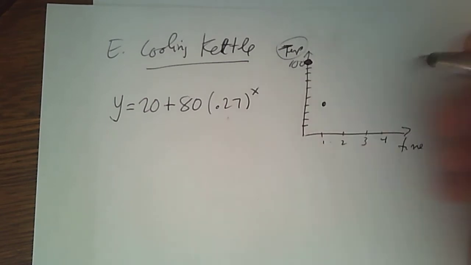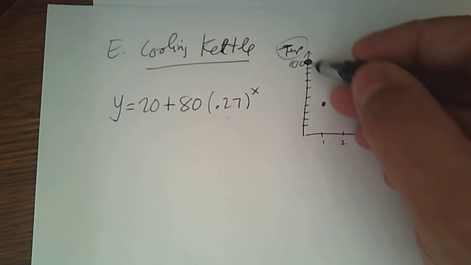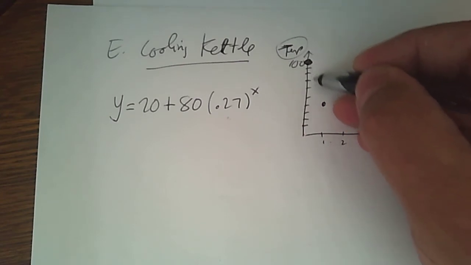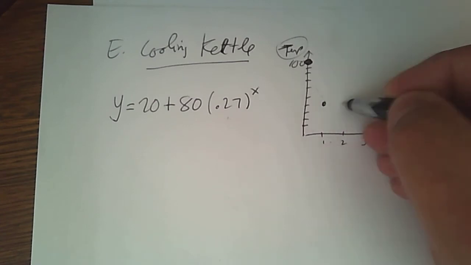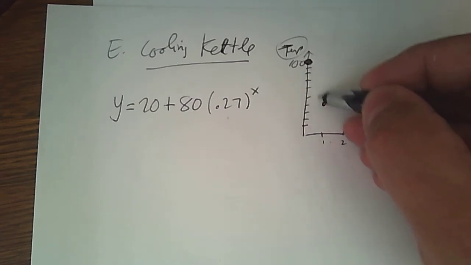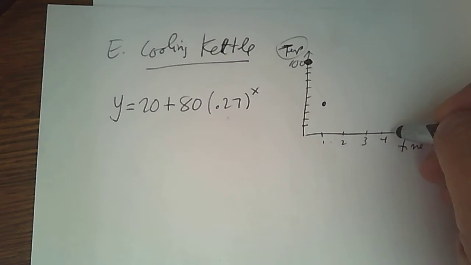Now this is going to be a continuous function. So as it's losing temperature, or it's getting cooler, every second it's losing it. So it's continuous all the way through. No steps, no breaks. It's continuously cooling in temperature as it goes down.